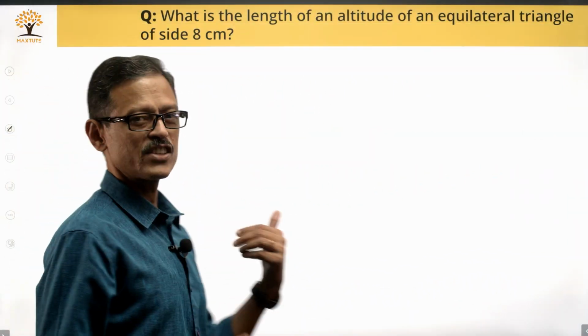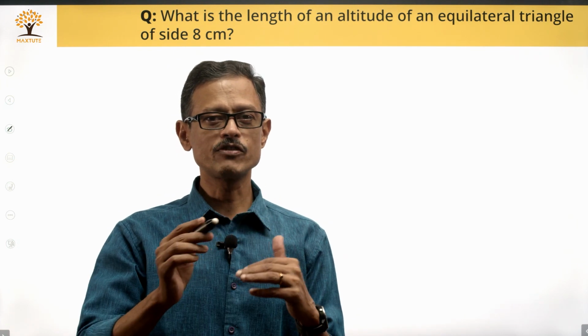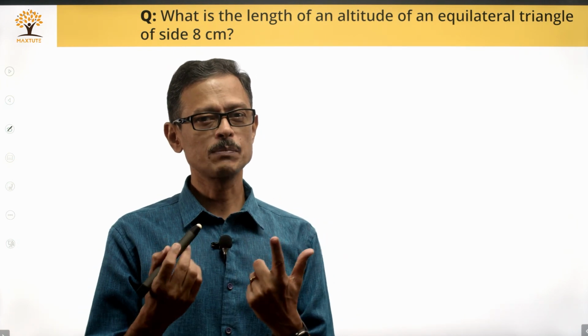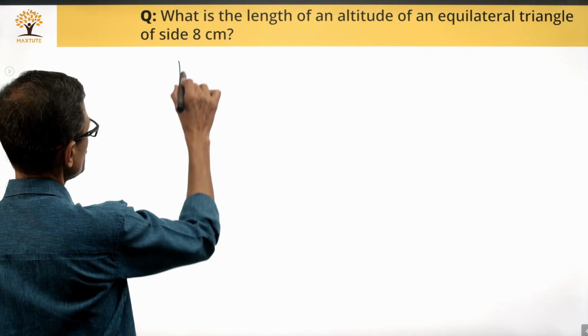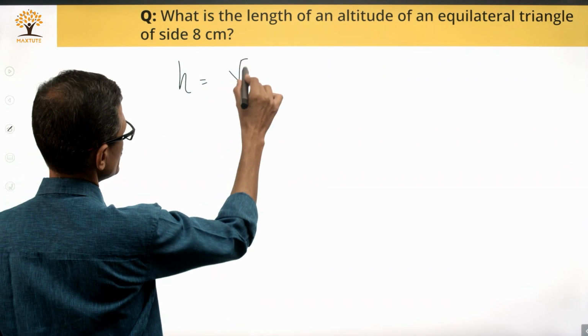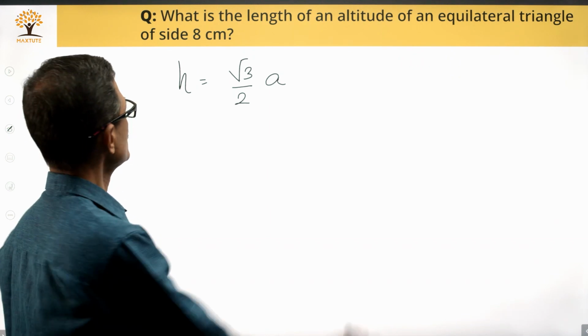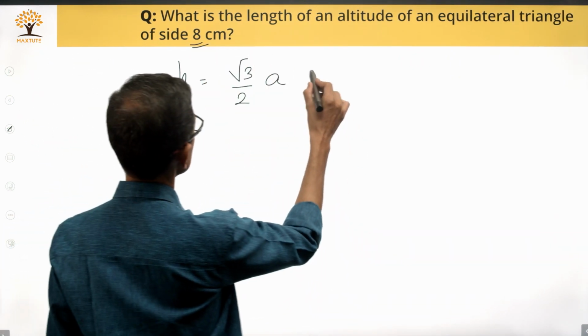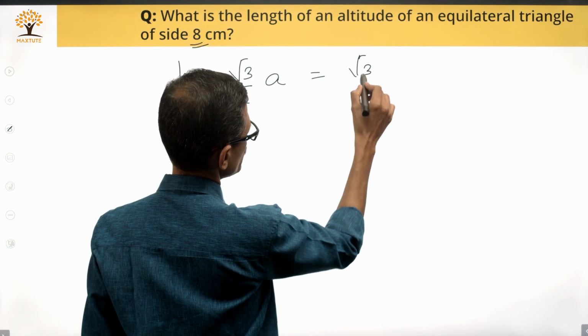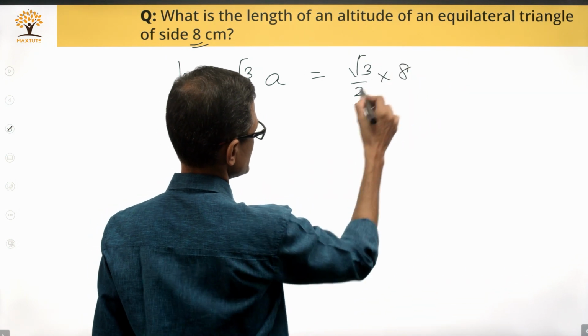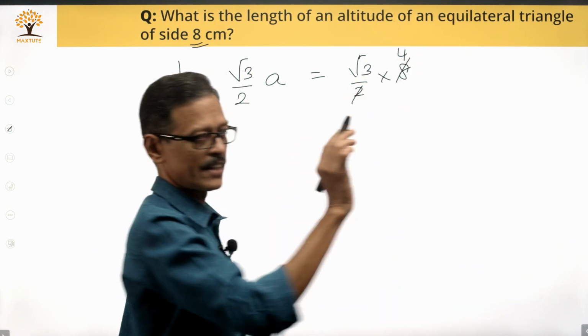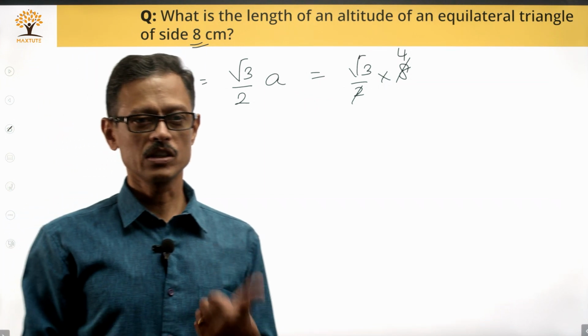First method, in case you are aware of the formula, just apply the formula and finish it, because we are in a multiple choice question. The altitude of an equilateral triangle is equal to √3 by 2 into a, where a is the side of the triangle. What is the side of the triangle? Side of the triangle is equal to 8. So √3 by 2 into 8 should give us the answer. 4 √3 is the answer. So this is all that it should take you to solve this question.